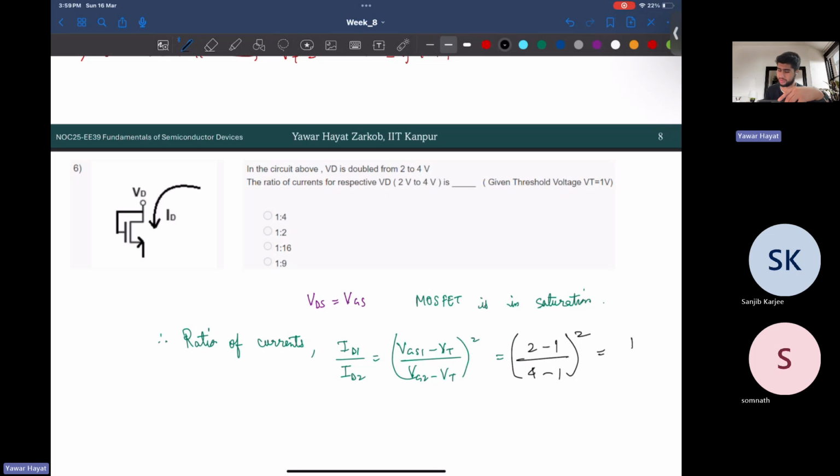It turns out this is 1 over 3 square, which is 1 over 9. So the ratio ID1 to ID2 is 1 to 9. Is this clear now? Yes, sir. Okay.